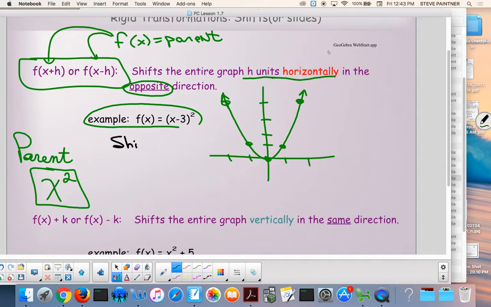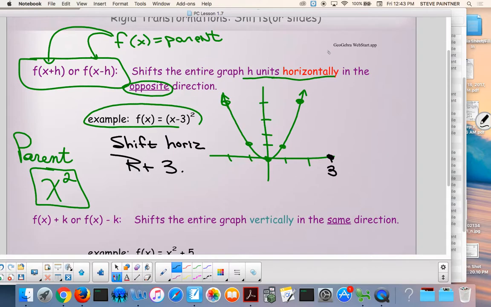Horizontal. You said right 3? That's basically what you're doing. You just take your parent and you shift it right 3. And I would always start at a vertex. So the vertex is 0, 0. I'd go to 3. Okay, there it is.